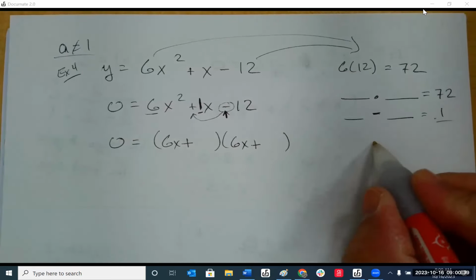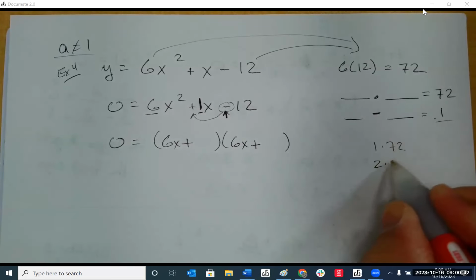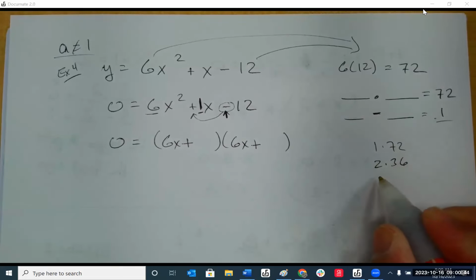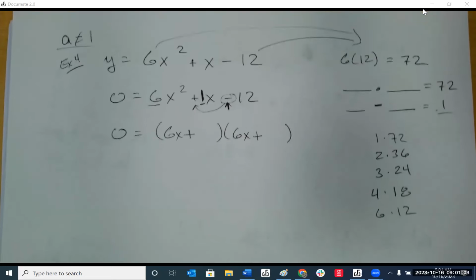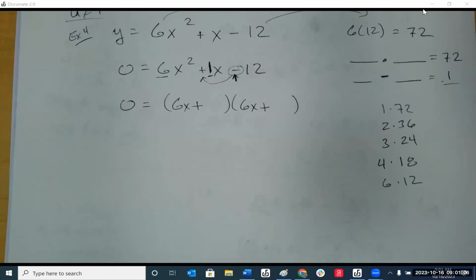So we begin. 1 times 72, 2 times 36, 3 times 24, 4 times 18, 6 times 12, 8 times 9, and that's it. All of these multiplied give you 72. This is the hardest part. This is where your multiplication skills have to come in.